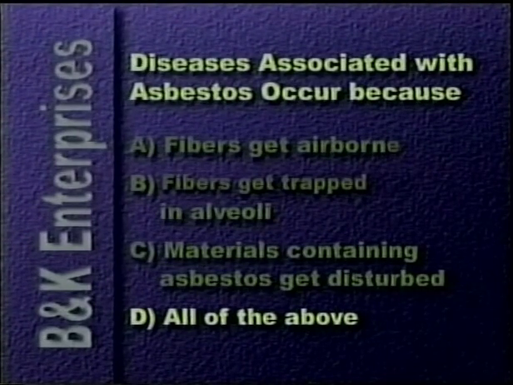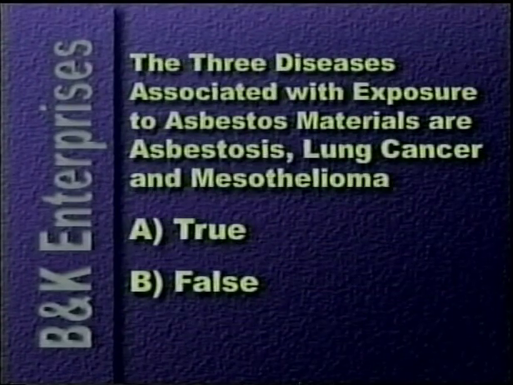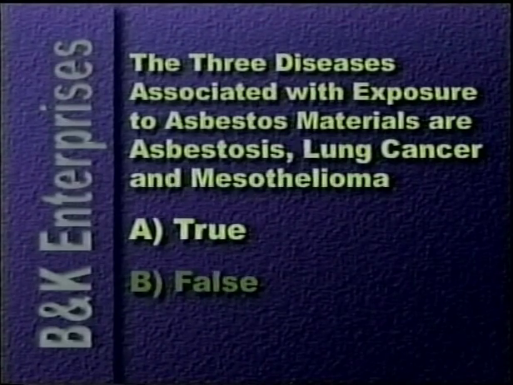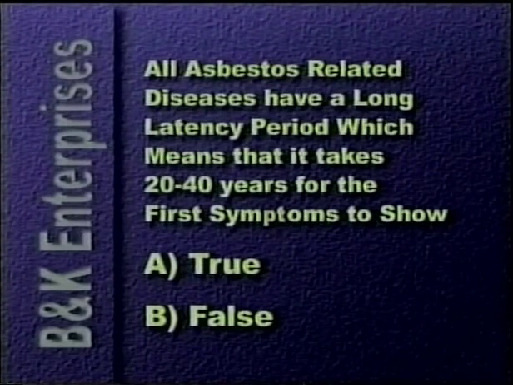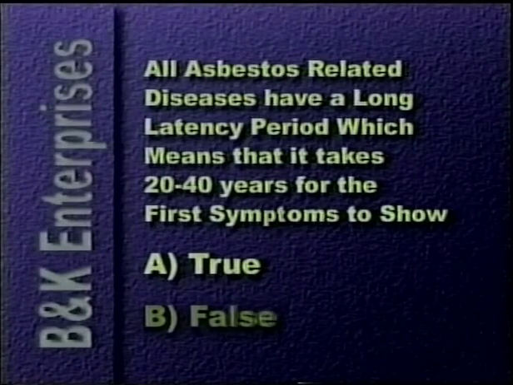Number 10. The 3 diseases related to exposure to asbestos-containing materials are asbestosis, lung cancer, and mesothelioma. The correct answer is A. True. Number 11. All asbestos-related diseases have a long latency period, which means that it takes 20 to 40 years for the first symptoms to show. The correct answer is A. True.